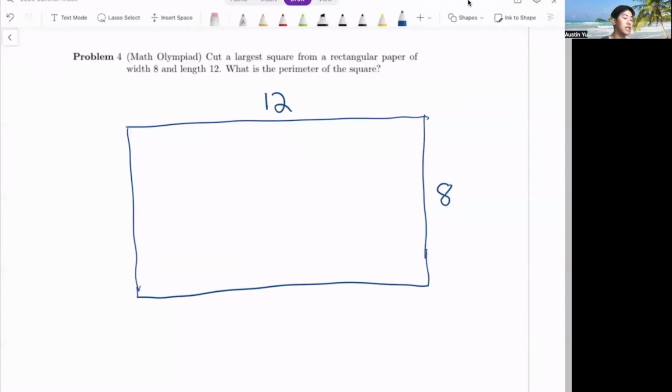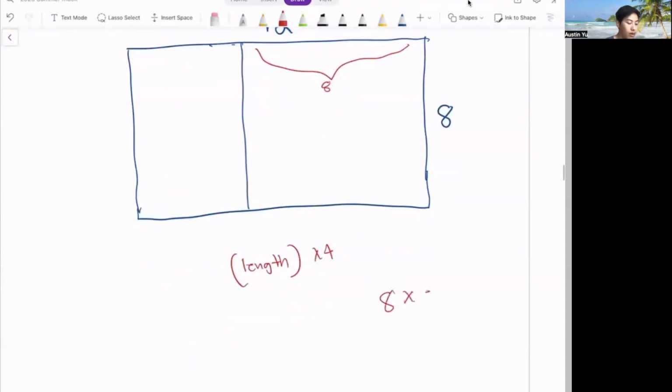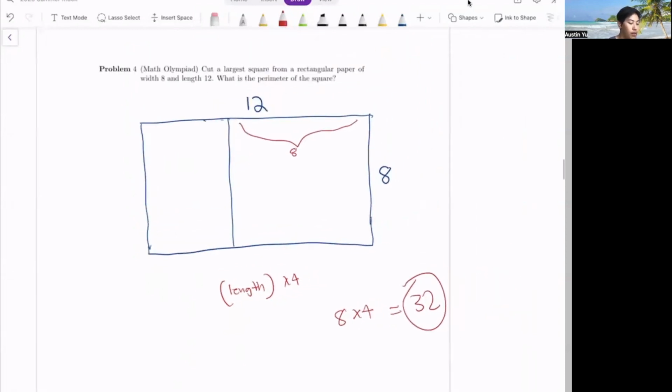Cut a larger square from a rectangular paper of 8. Well, since we cannot expand the width any longer, we can just shorten the length. So if we shorten the length, we can get it to 8. So the new length would just be 8, and then the width is 8 as well. This gives us a square of side length 8. And since the perimeter requires the length times 4, that just means 8 times 4 equals 32. So the perimeter of the square is 32.